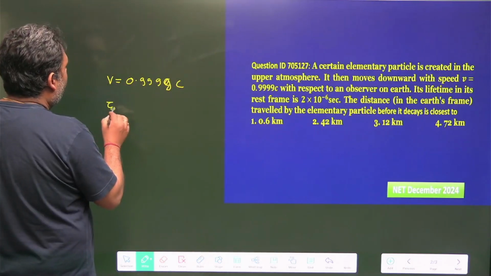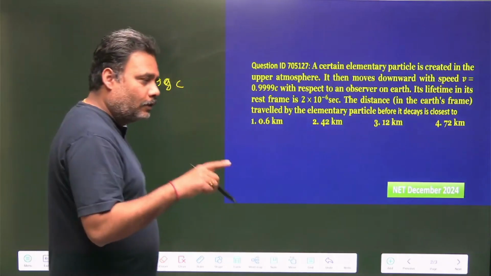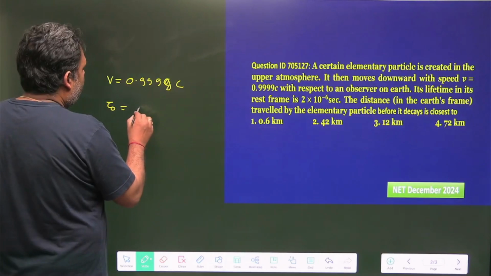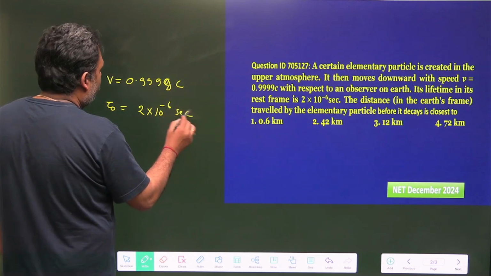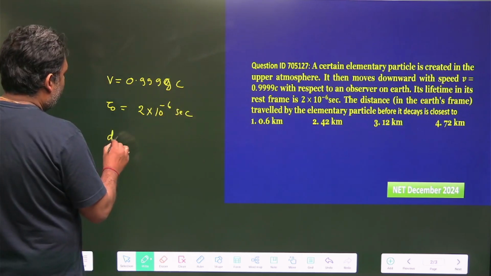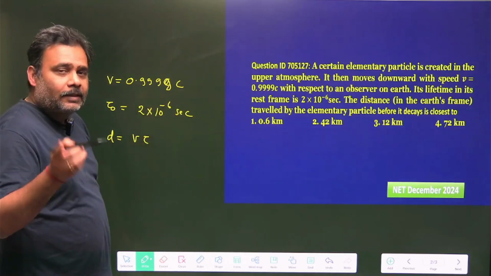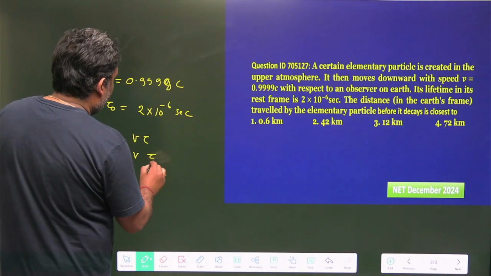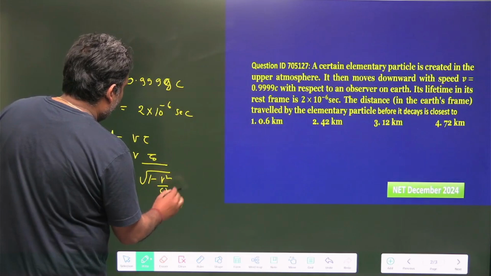This is the proper lifetime given, because it is given from the rest frame of the pion. That means if you are sitting on the pion, then you have this particular thing. So the proper lifetime is 2 times 10 to the power minus 6 seconds. What will be the distance? The distance is equal to v into tau, and this tau is not the proper time, rather this is the dilated time. So what will happen? v into tau naught upon root under 1 minus v square upon c square.